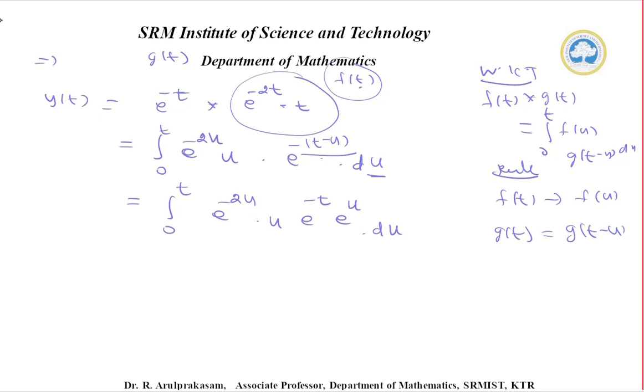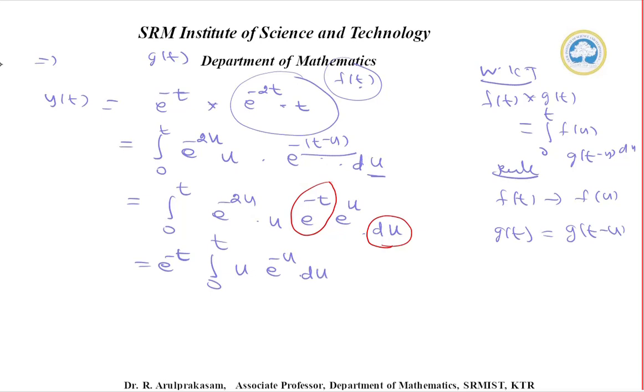The integrating variable is u, so there is no u in e to the power minus t; it is constant. I am just taking it outside. So e to the power minus t, integral 0 to t of u times, adding the exponents, e to the power minus u into du. Now integrate this.